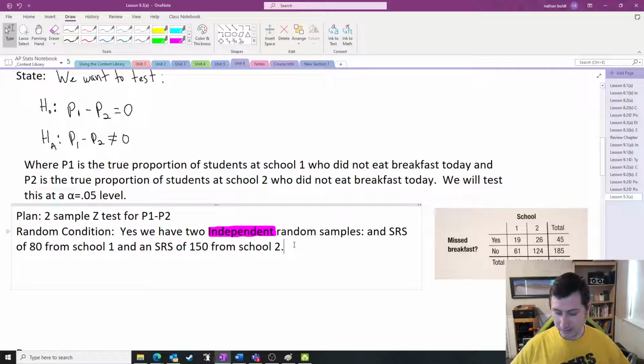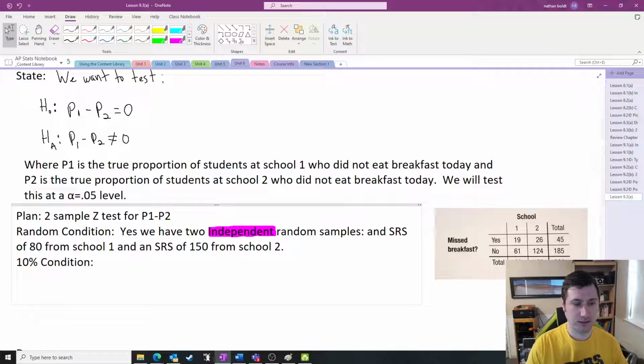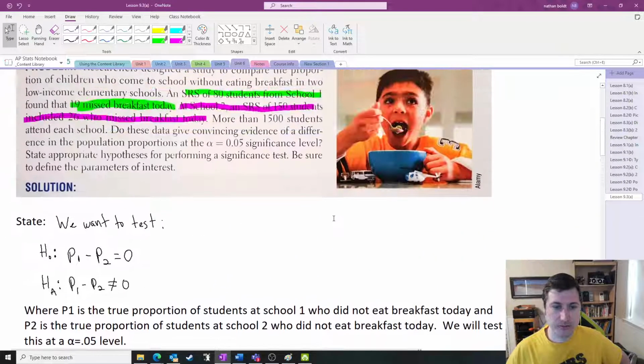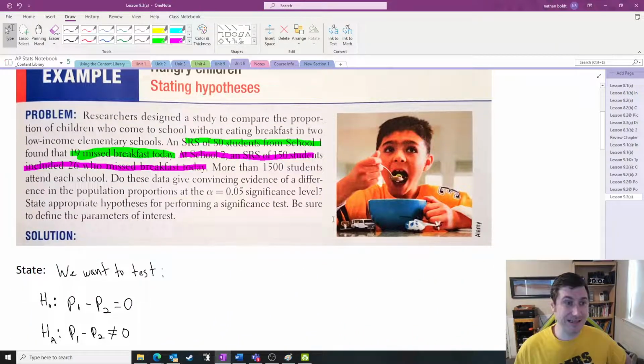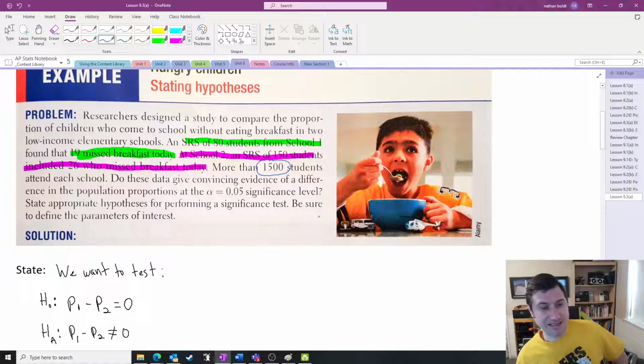All right, next is our 10% condition. Are we sampling less than 10% from each population? In this case, we don't have to assume this. They tell us right here that more than 1,500 students attend each school. So we don't have to assume we are sampling less than 10%.